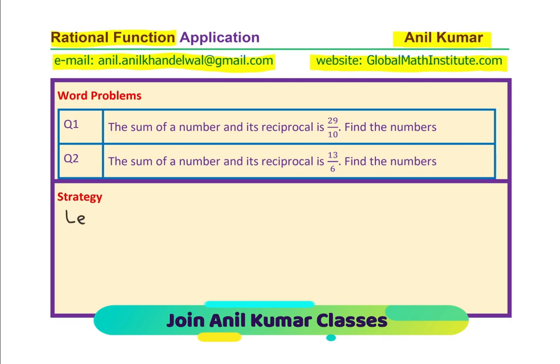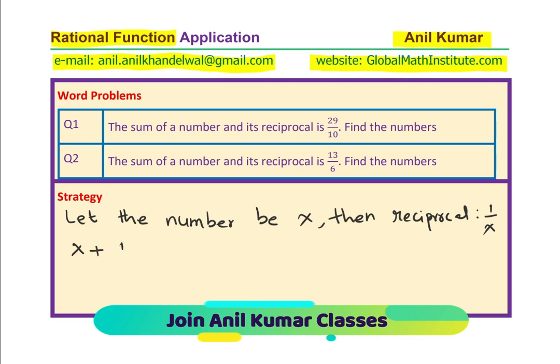Let the number be x. Then what is the reciprocal? Yes, it is 1 over x. Perfect. Now it says the sum of number and its reciprocal is 29 over 10. That gives you an equation which is x plus 1 over x is equal to 29 over 10. Very simple to form an equation.